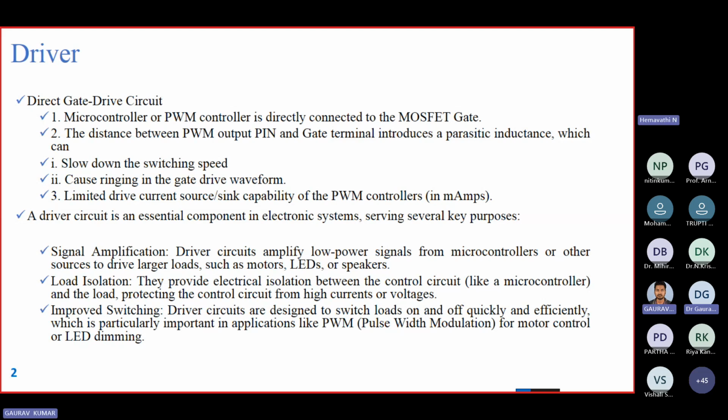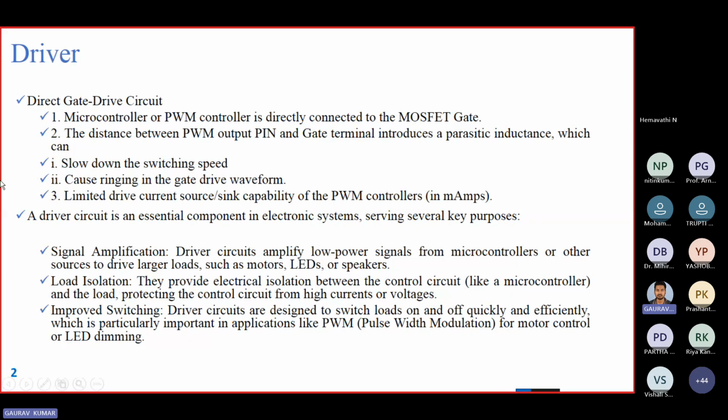And also, if you see the output of a microcontroller or any Arduino, its output current is very low. It is in the range of milliampere. So that current is not sufficient to drive the switches, because we have the gate to source capacitance in the switches. If we have to turn it on, then we have to charge it, and when we have to turn it off, then we have to discharge it. So that milliampere of current is not sufficient to charge and discharge the gate to source capacitance of any switches. That's why we go for the driver circuit.